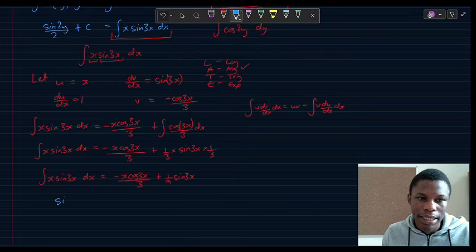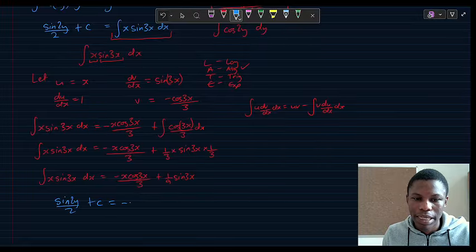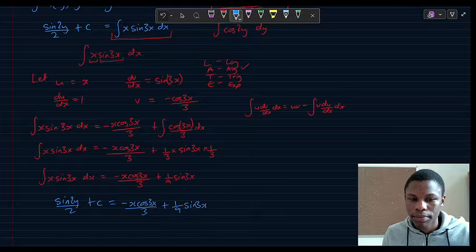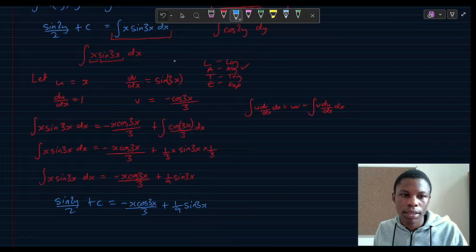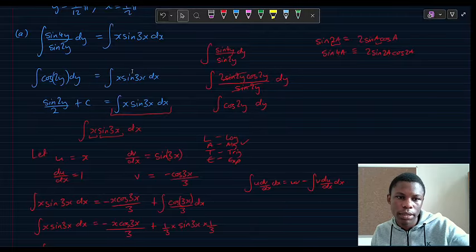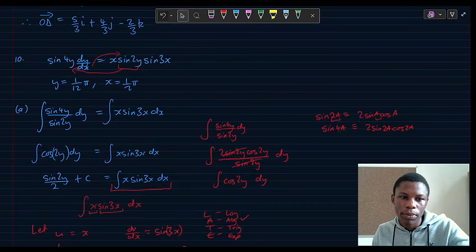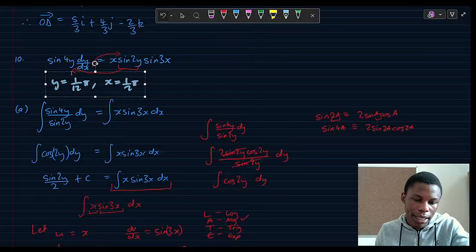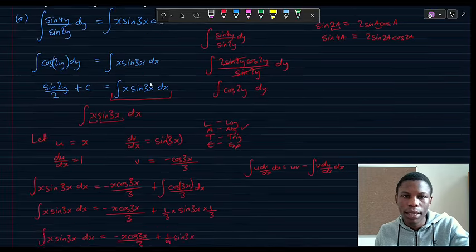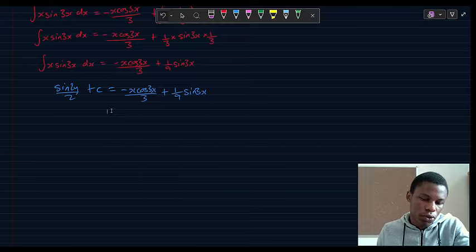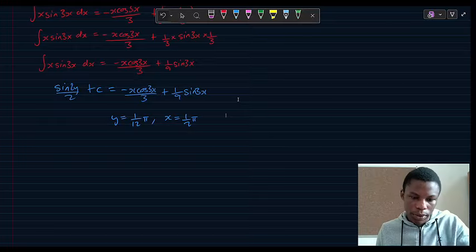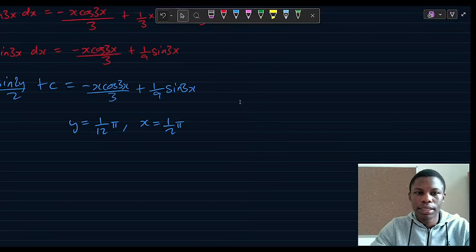So I have that sine 2y over 2 plus c is equal to negative x cos 3x over 3 plus 1 over 9 sine 3x. All right. That's our solution, but we need to evaluate c. Remember, we were told that when y is 1 over 12 pi, x is 1 over 2 pi. And so we can use that to help us evaluate C.